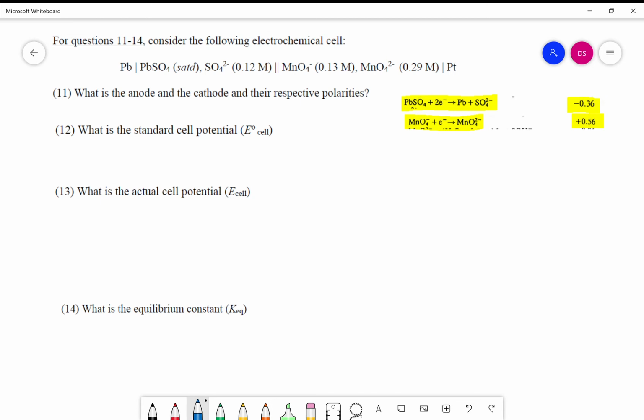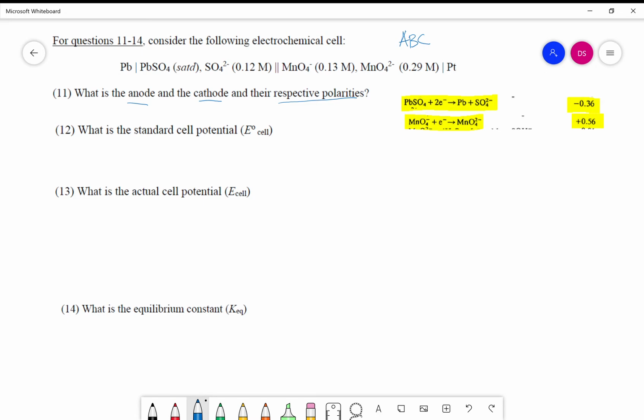Alright, let's do question 11 to 14. In this question, you're given the electrochemical cell as written, and of course, our memory aid is ABC, right? Anode, bridge, cathode. Therefore, to answer question 11, what is the anode and the cathode and their respective polarities? So let's answer the question first, the anode and the cathode.